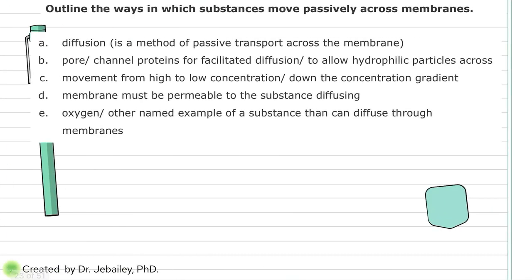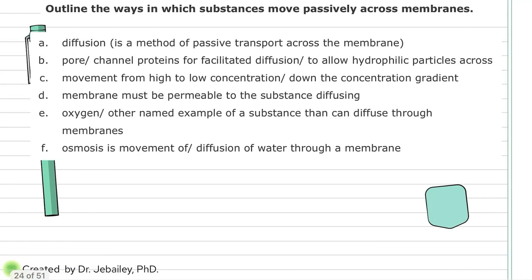Another one is oxygen or any other substance that can pass through, like CO2. It can pass through, right? These can diffuse, even water. So mention again, as I was saying, an example of oxygen that is able to pass through by diffusion is important. You can say osmosis is the movement, the diffusion, of water through the membrane.